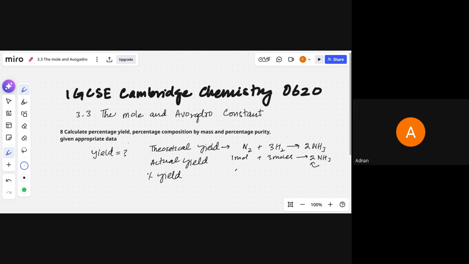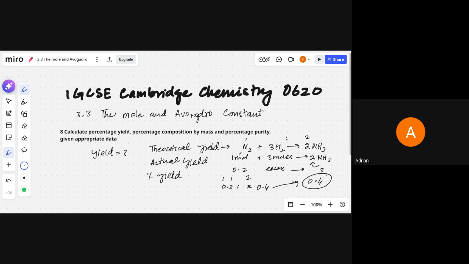So let's say I have 0.2 moles of nitrogen reacting with excess hydrogen. What will be the theoretical yield of ammonia? Since the mole ratio is 1:2 between nitrogen and ammonia, and nitrogen is 0.2, ammonia will be 0.4, right? You cross multiply, so 1:2 and 0.2 to x. 0.2 times 2, we get 0.4, right? So this is how we get it. So this is theoretical yield.